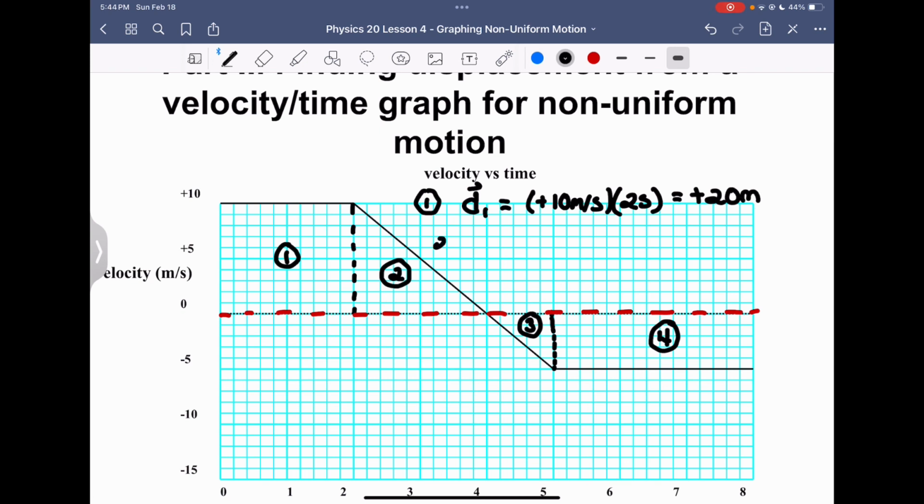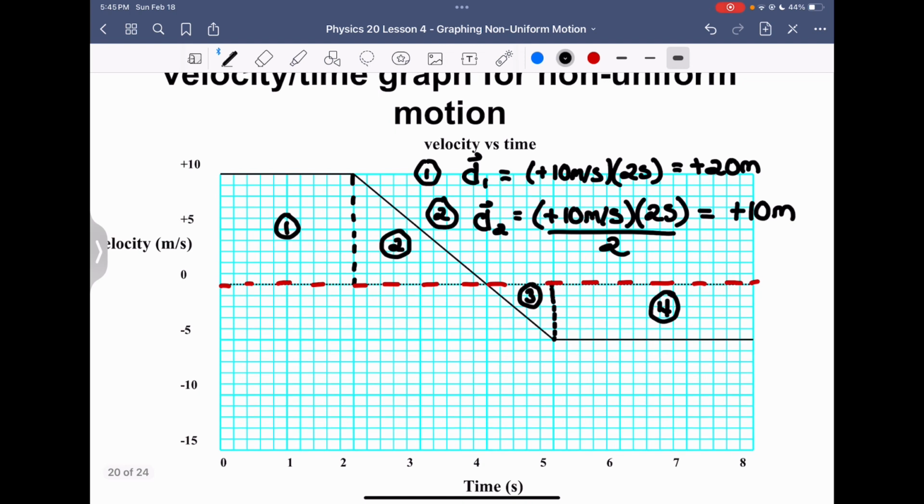Now, for region number 2, the displacement of region 2 is equal to, because it's a triangle, it's still facing that same 10 meters per second in terms of the positive velocity. It shares the same height. In terms of its length, it's also 2 seconds, but we have to divide it by 2 because it's a triangle. Therefore, we get positive 10 meters. Okay, so we have our positive displacements. Now let's calculate our negative displacements.